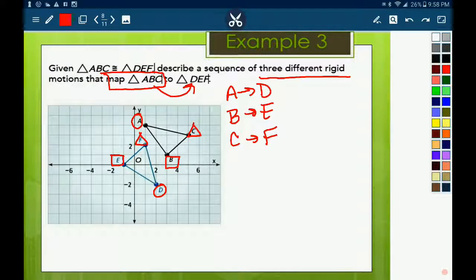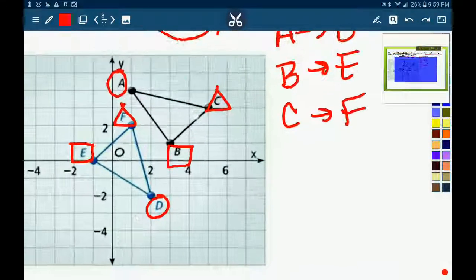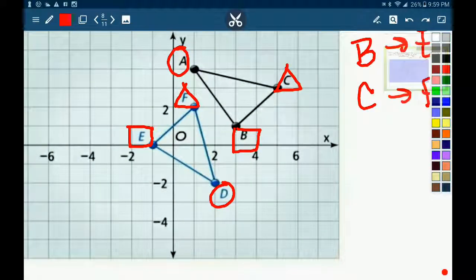Okay, so I'm brainstorming right now. How can I move one figure to sit on top of the other? And it does say 3, but what I'm thinking in my head is it would probably only take maybe 1 or 2, but let's experiment. First, I'm going to try reflecting over the x-axis, and see what that does for me.